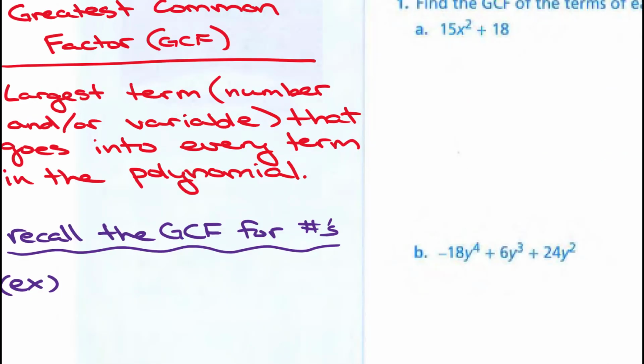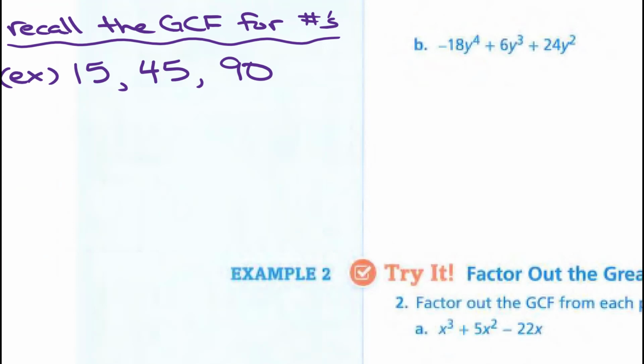Let's do a quick recall of the GCF when we're looking at just numbers. Consider the three numbers 15, 45, and 90. One way that we looked at GCFs in previous courses would be to do a factor tree. So my 15, I can break this down into a 3 times 5. And then my 45, well 45, that's a 9 times 5, and 9 could be a 3 times 3.